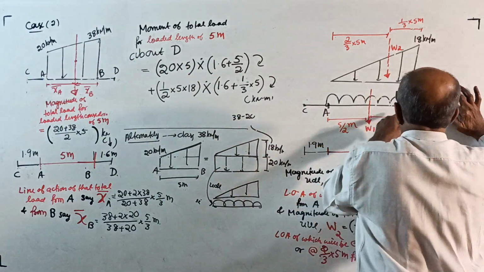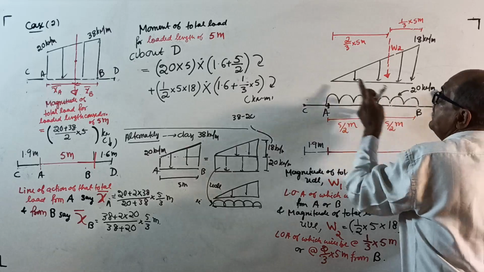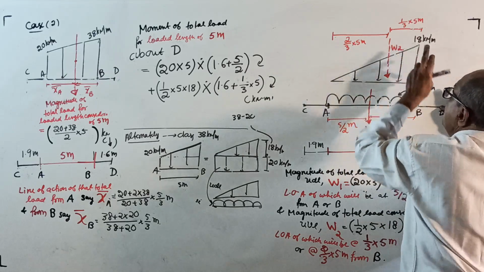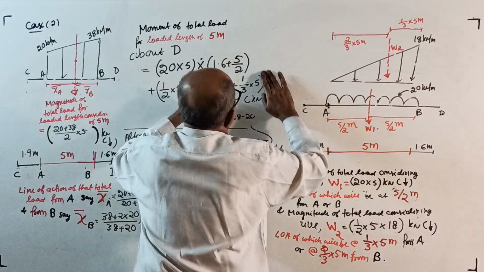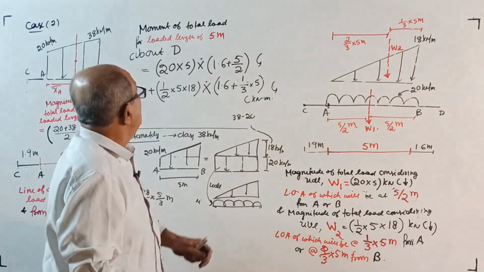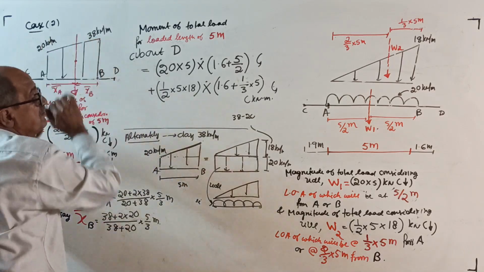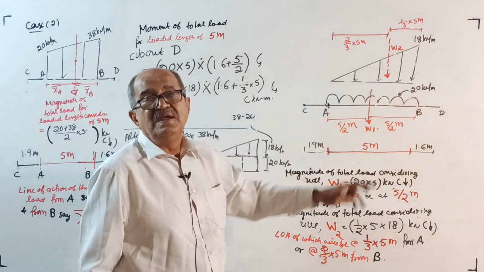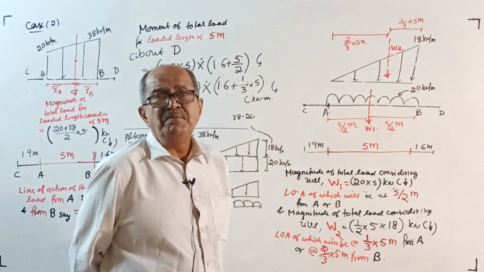See here. 20 into 5 is the total load into 1.6 plus 5 by 2, anti-clockwise. Half into 5 into 18 is the total load into 1.6 plus 1 by 3 of 5, anti-clockwise. Okay, now do one thing. Earlier we found the moment based on the full trapezium, and now you found it based on two separate loadings. You calculate this answer and that answer, both will come the same.